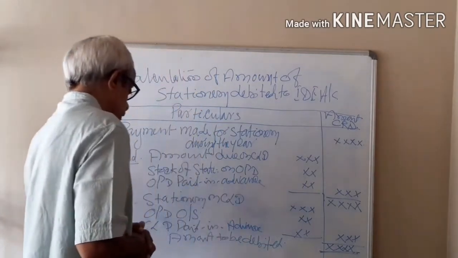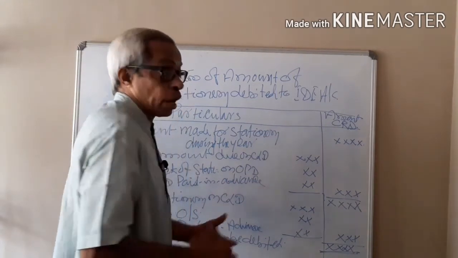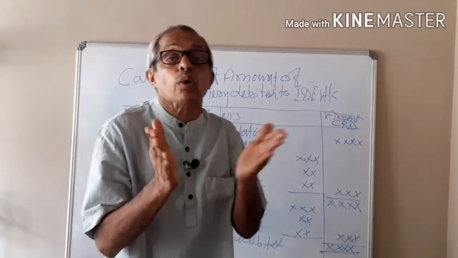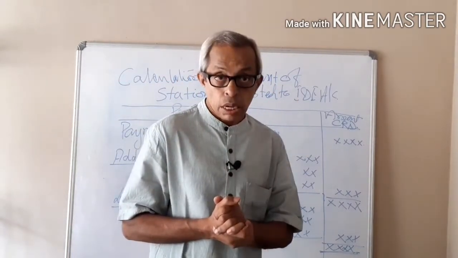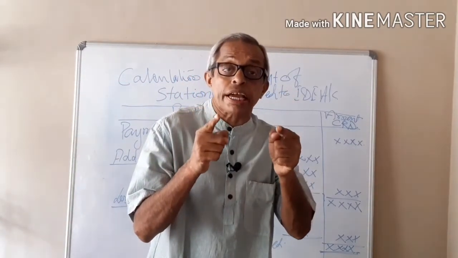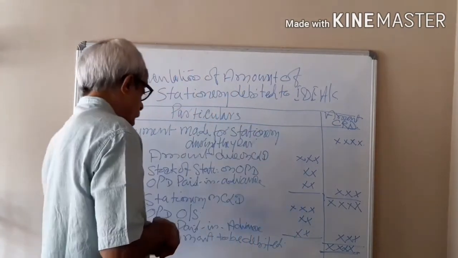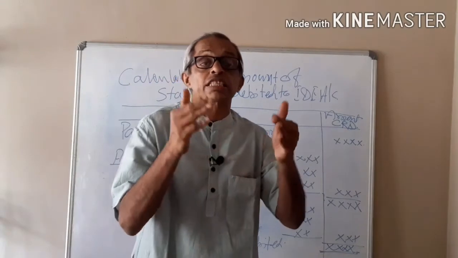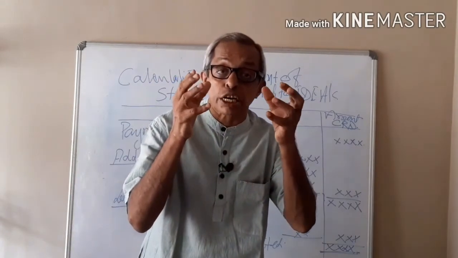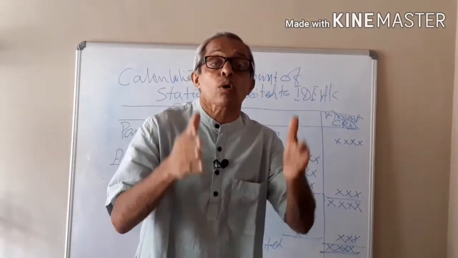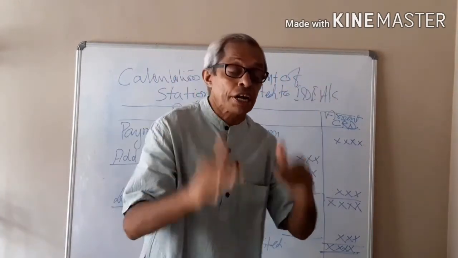There, the first one is the amount of stationery outstanding on the opening date. Outstanding on the opening date should be deducted because that belongs to the previous year. And the next one is the stock of stationery on the closing date, which should also be deducted.